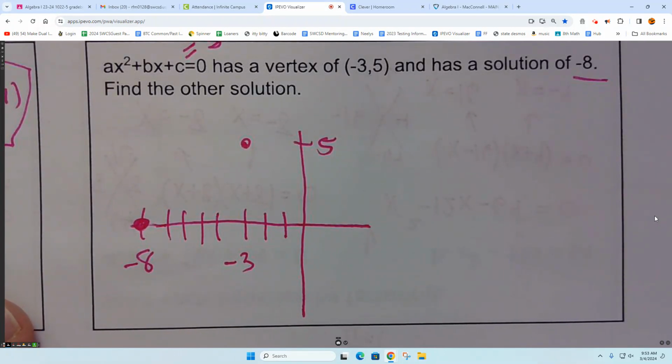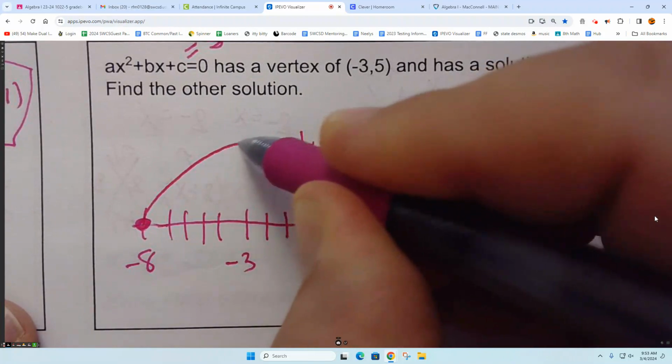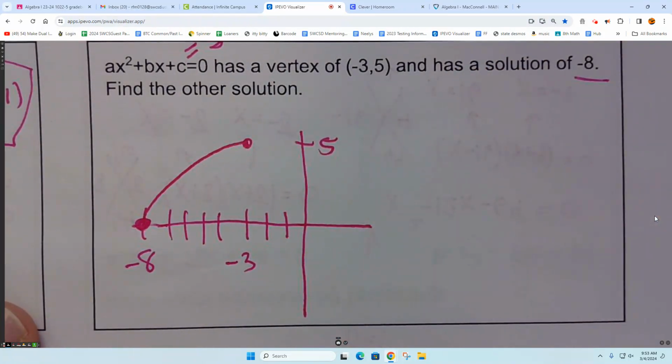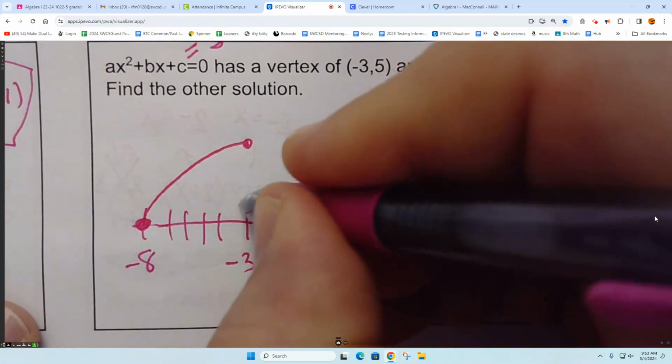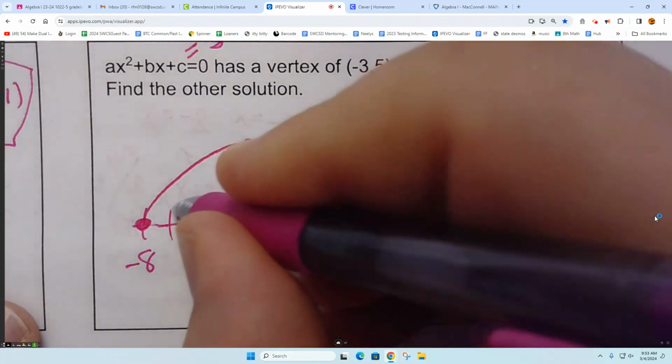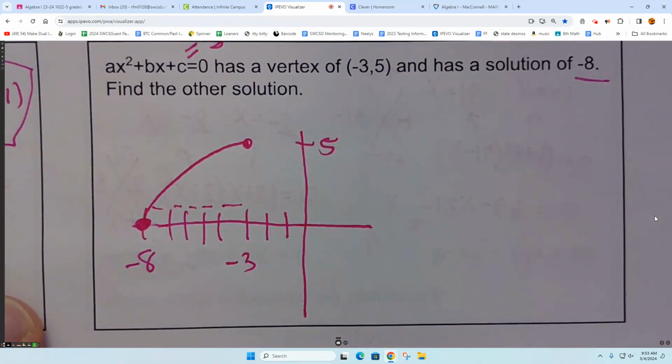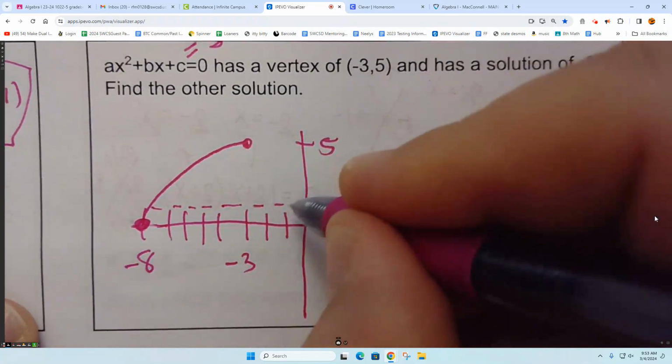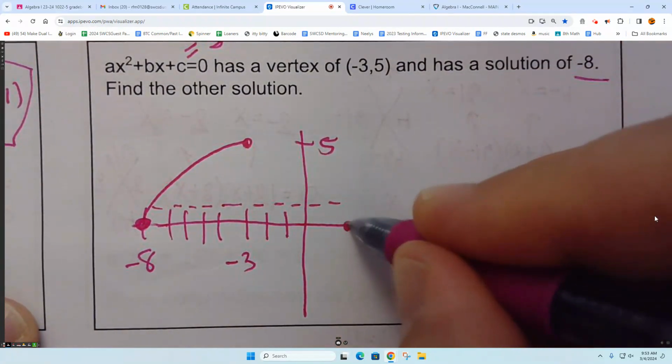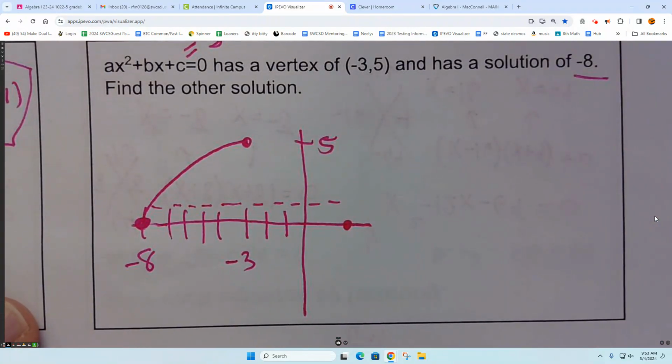I think I got it. +2. I think it's +2. What did I say? So we know that this is going to be exactly the same on the other side. Okay? So this went 1, 2, 3, 4, 5, and then landed. So we go the other way, 1, 2, 3, 4, 5, and land. What would that value be? 2.